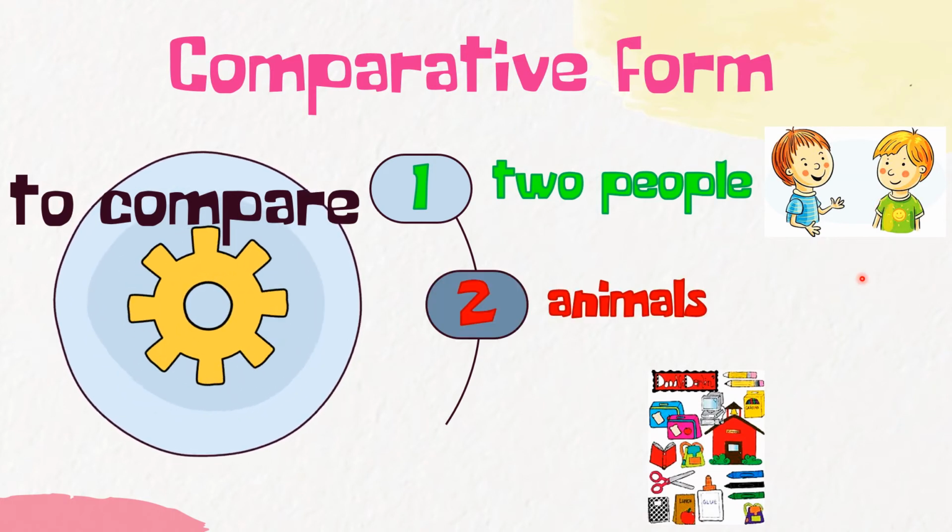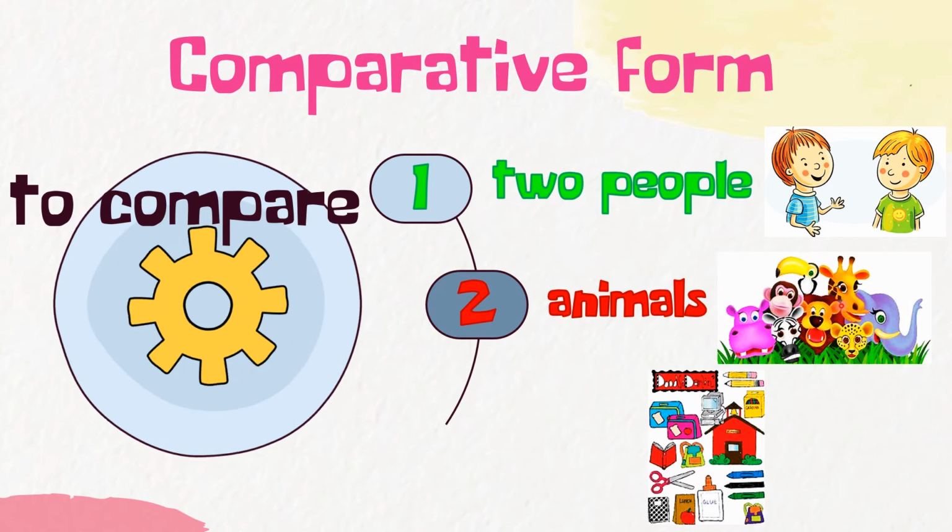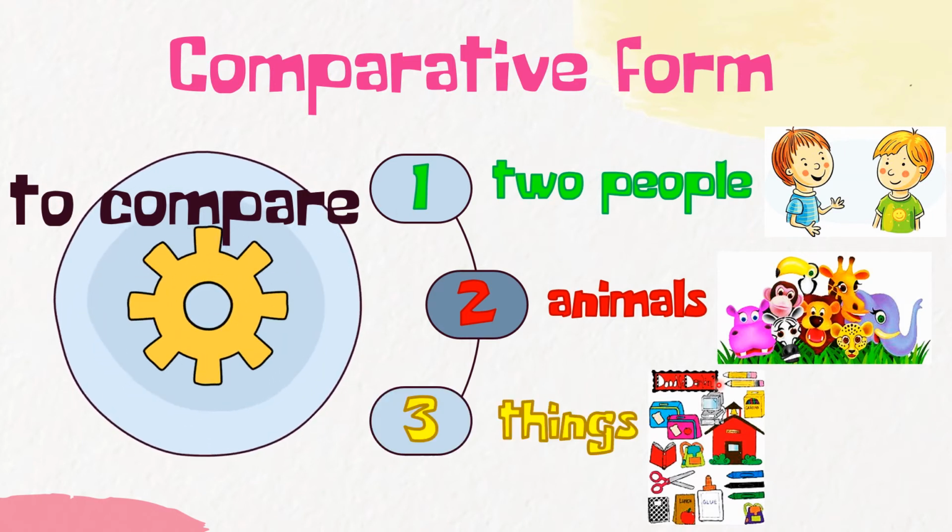Now, move on to number 2. We can also use comparative form to compare animals. Animals mean 动物, haiwan. Okay? Like fierce, maybe big, huge, those adjectives for the animals, we can use the comparative form. Alright, next one, things. Anything.